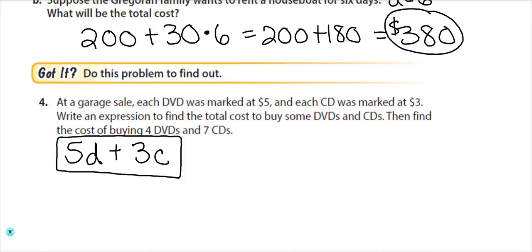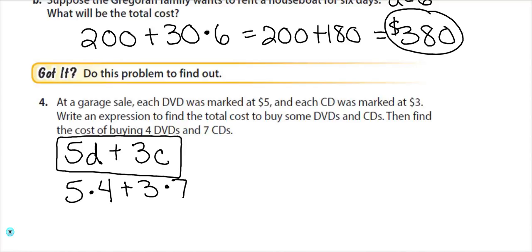Then they want us to actually solve this. Well, we're supposed to be buying 4 DVDs. So we're going to do 5 times, and we're buying 4 of them, so times 4, plus 3, and they're buying 7 CDs. I don't know why you would buy 7 CDs, but whatever. Just go to iTunes and download it, and you got it, but whatever.